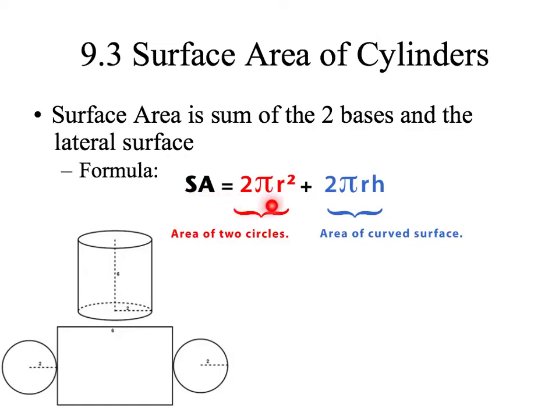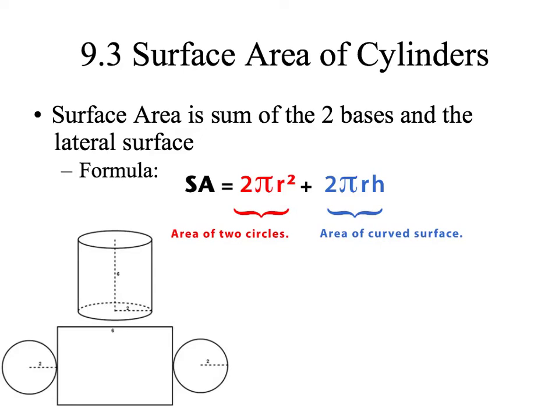Compared to the last two sections, this one might be something I use a little more. 2 pi r squared would be the area of the two circles of a cylinder, and the area of the curved surface, which we'll get into, is 2 pi rh.